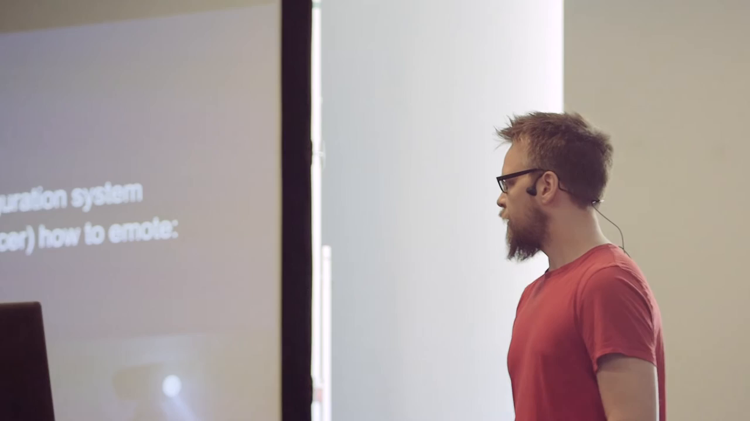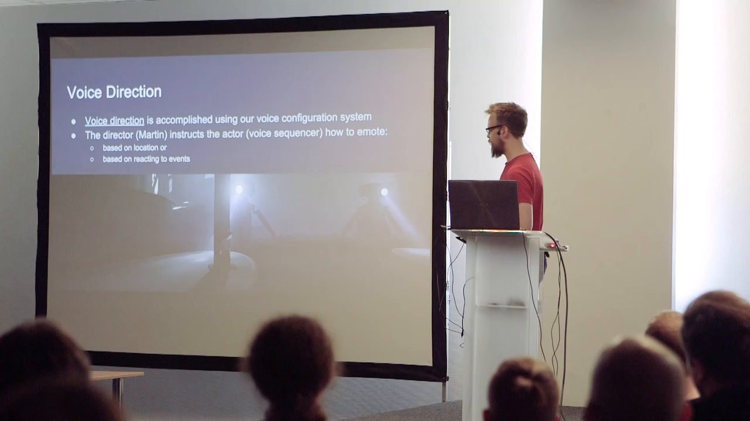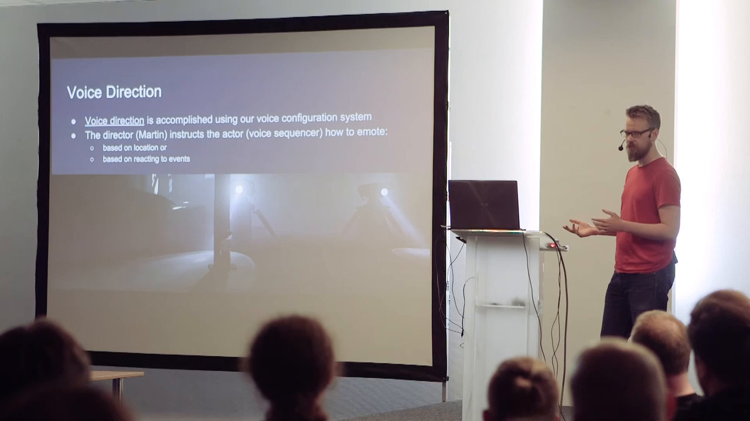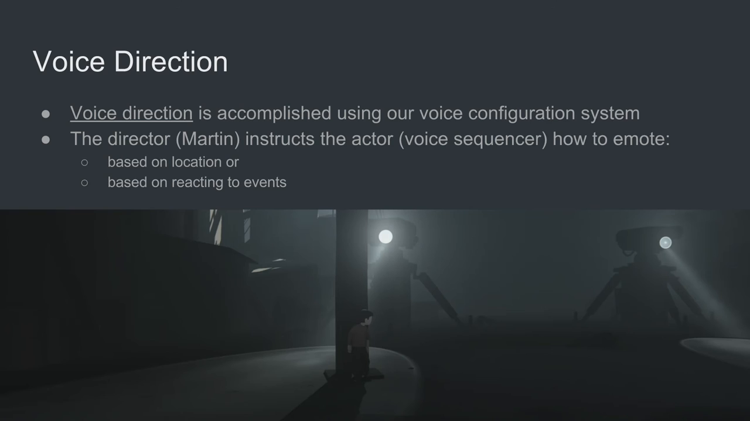So now we trigger the sounds at the right moment, and we have a general voice sequencer that we can use, but we need to instruct the boy on how he should sound in the different parts of the game. I call that voice direction. Sounds like something you would do in a theater or in a movie, and Martin would be the director and the actor is this sequencer, and he tells him how to behave based on either a location or when something happens.